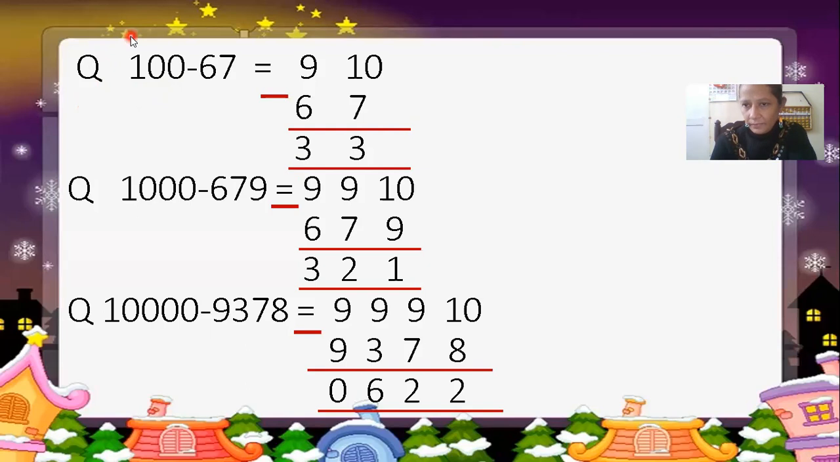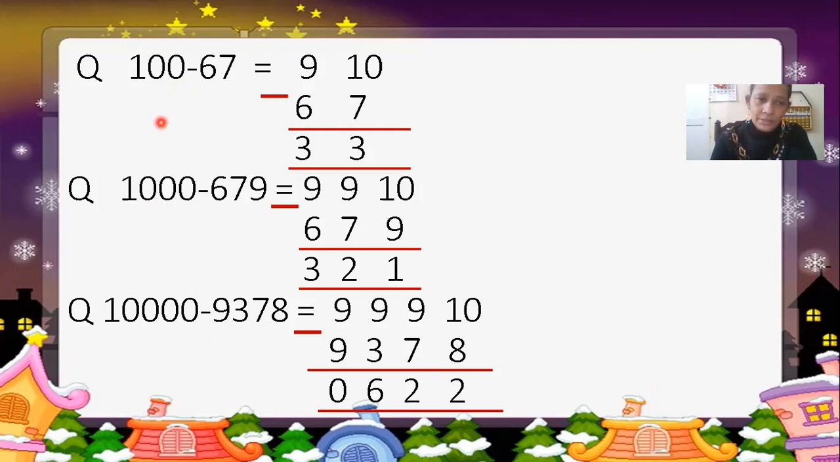Like first base, I can take 10. Then second base, multiple of 10, is 100. Then third base, multiple of 10, is 1000. Then my fourth base, multiple of 10, is 10,000. And like this, we can choose as many bases, and some other base also I will discuss with you.